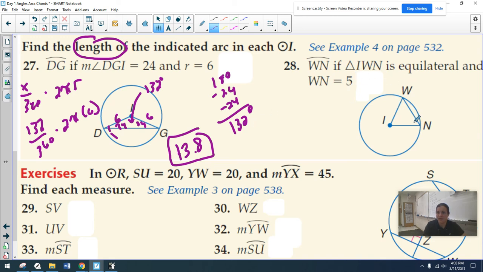Okay, same thing here. It's equilateral, so WN is 5, which makes these 5 right here. Okay, that's all it's talking about. Now, if we got an equilateral triangle, that means I just do 180 divided by 3 to get 60. So that's my angle that goes along with WN. So I got 60 over 360 times 2 pi times 5. Plug it in your calculator, good to go. Okay, so that's the length. If they asked you for the measure, it would be 60 degrees.